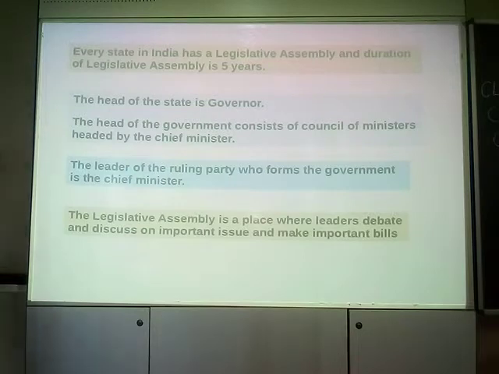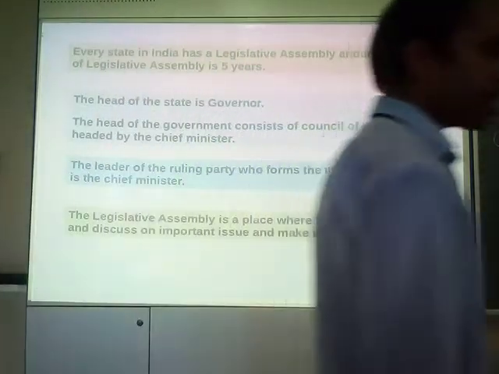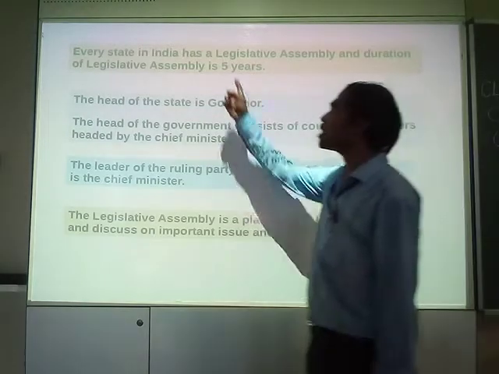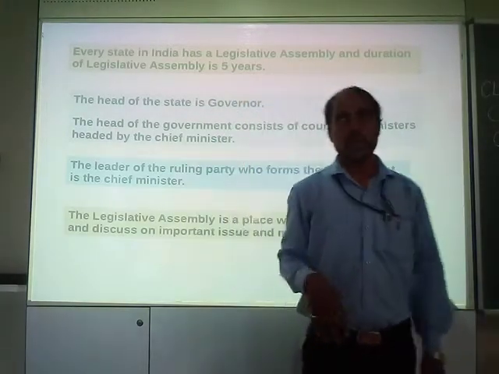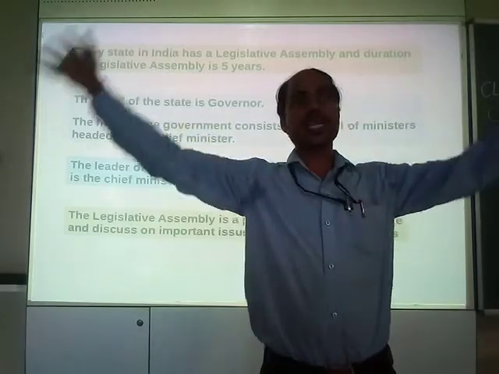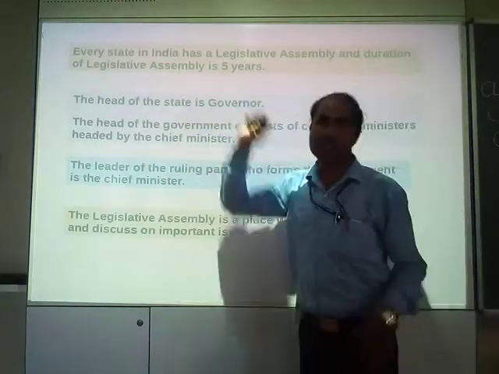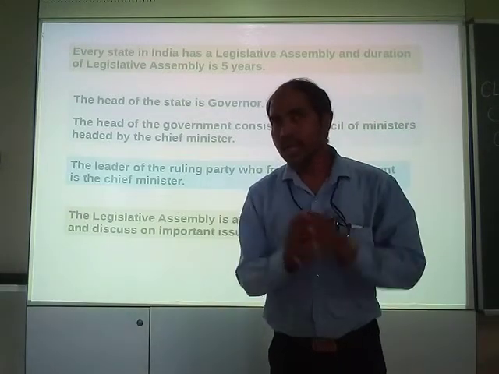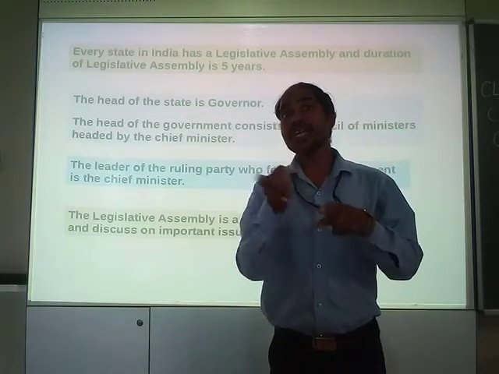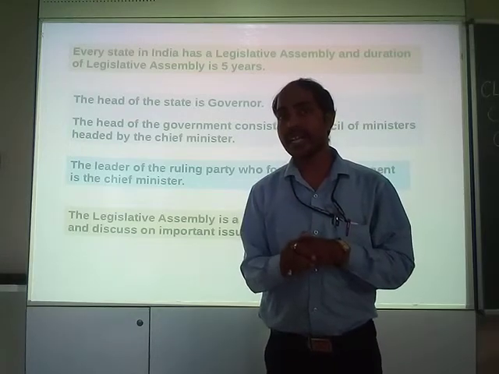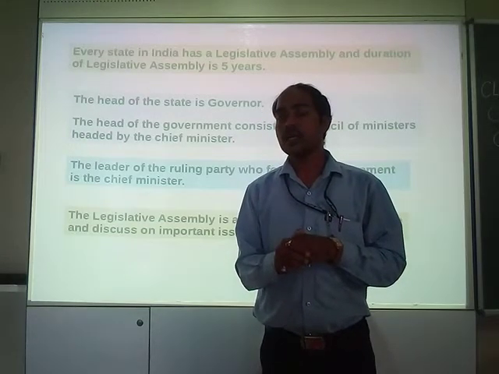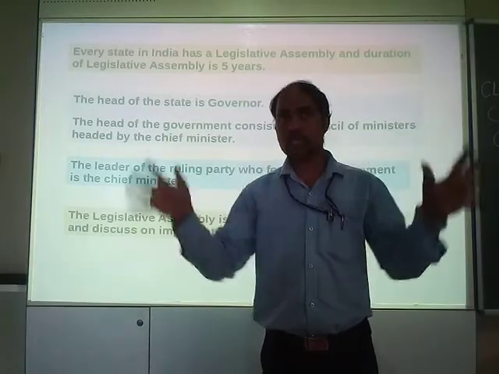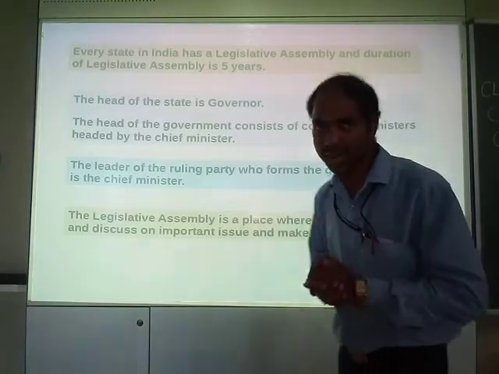Now every state in India has a legislative assembly, and the duration of the legislative assembly is 5 years. If we take this statement in a broad way, in India there is a parliament where debates and discussions go on time and again, and the prime minister and president take decisions, and such things are the compositions, constituents, right?